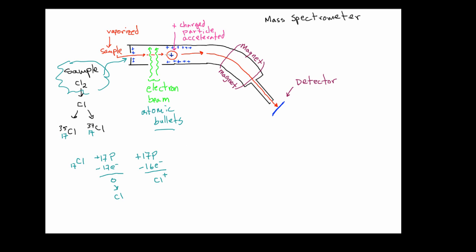So the chlorine atoms are going to be accelerated down this hallway, and the beam or the stream of these particles is going to be narrowed down because they're going to be essentially filtered through smaller and smaller slits. So once those atoms exit this hallway, they're in a very narrow beam of particles.